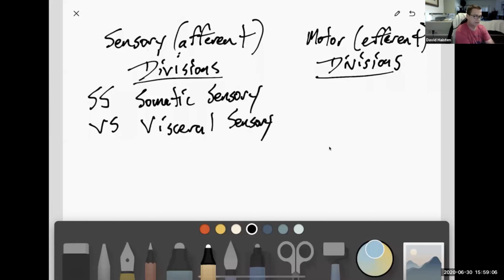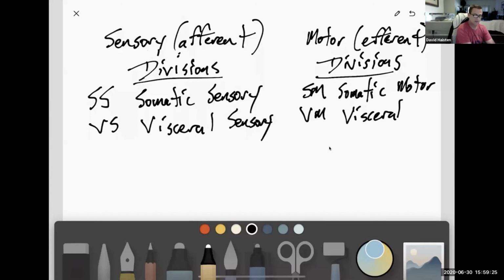Motor divisions. We have SM, somatic motor division, innervating skeletal muscle. We have the VM, which is the visceral motor system, targeting all your viscera and glands. And those are the divisions right there.